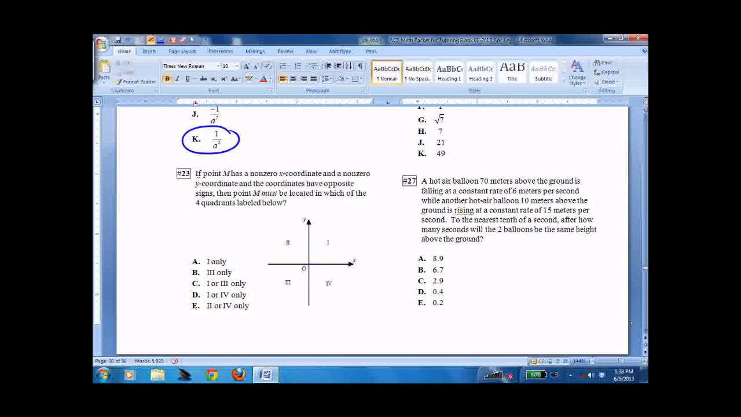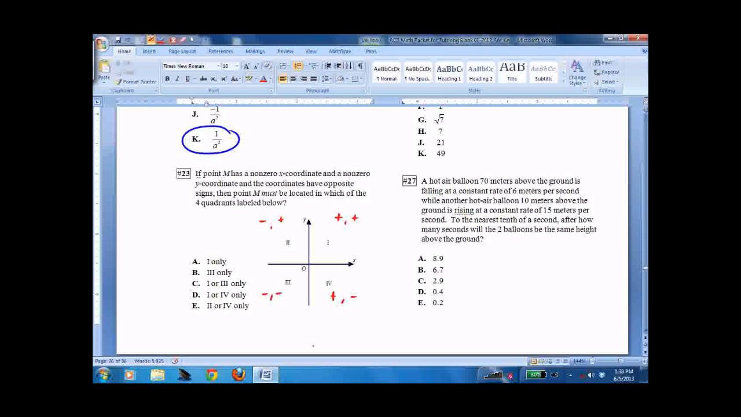If point M has a non-zero x-coordinate, so it's not on one of the axes, and a non-zero y-coordinate, and the coordinates have opposite signs. Well, here the signs are plus, plus. Here they're plus, minus. Here they're minus, minus. Here's their minus, plus. They have it backwards there. Negative x, positive. There it is. Good.